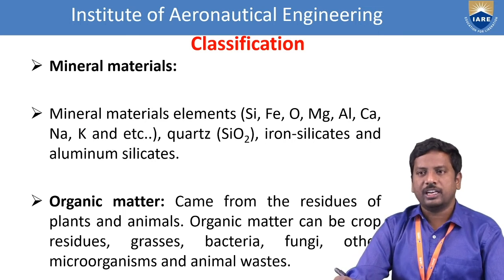Next one, organic matter, comes from the residues of plants and animals. Organic matter can be crop residues, grasses, bacteria, fungi, other microorganisms, and animal waste. That means organic matter includes the debris of plants and animals, which includes the residues of crops. Very important in order to grow the grasses, and some of the microorganisms are also helpful to improve the quality of the land through the organic matter. These are nothing but bacteria, fungi, and other microorganisms.